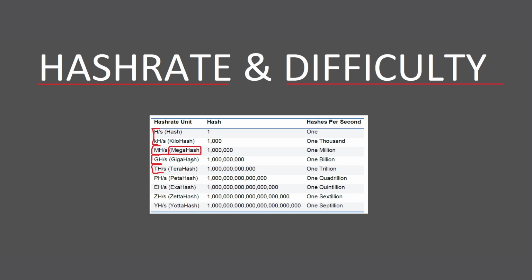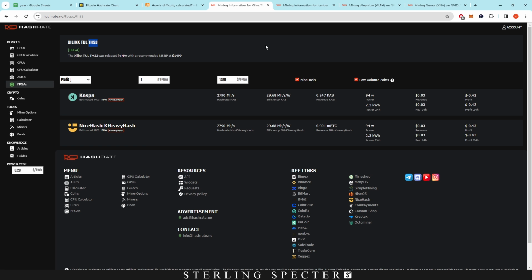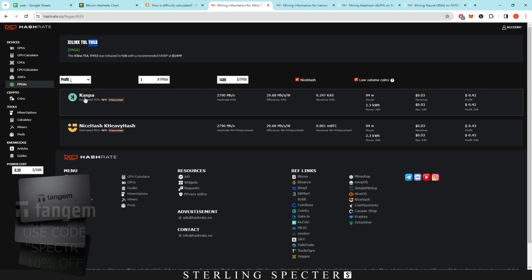As you go up the range, obviously you have more chance of mining coins, and that basically means more profitability, or revenue. The more hash rate that you can have within your rig, the more revenue you're going to bring in on a network. So hash rate is just a figure that is assigned, and it's basically computing power on a certain network. For an example of hash rates on FPGAs, as you can see here, this is in megahash. This is 2790 megahash for this TH53 FPGA on the Kaspa network.